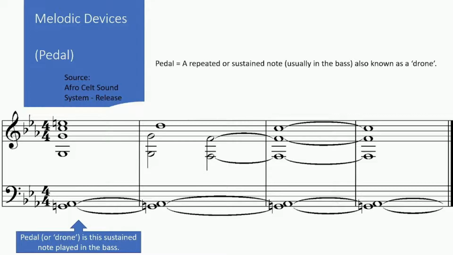In this example, Release by Afro Celt Sound System, Edexcel GCSE set work alert! This is the notation for the synthesizer part, and you can see in the left hand, in the bass part, there's a drone, always going on throughout the whole song. It's the sustained note played in the bass.